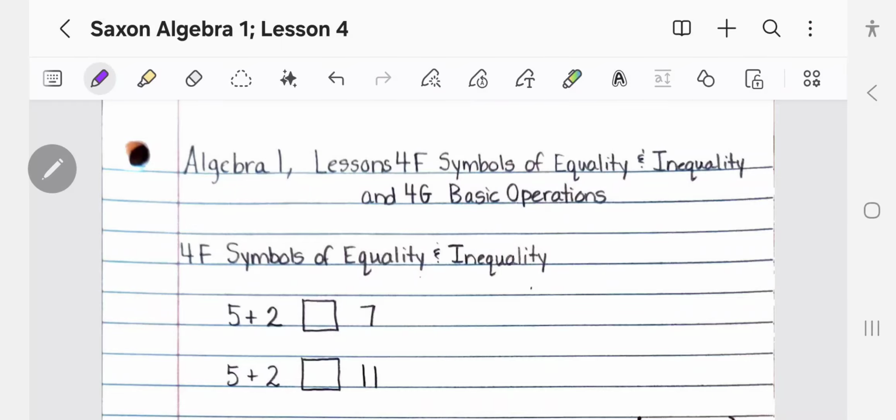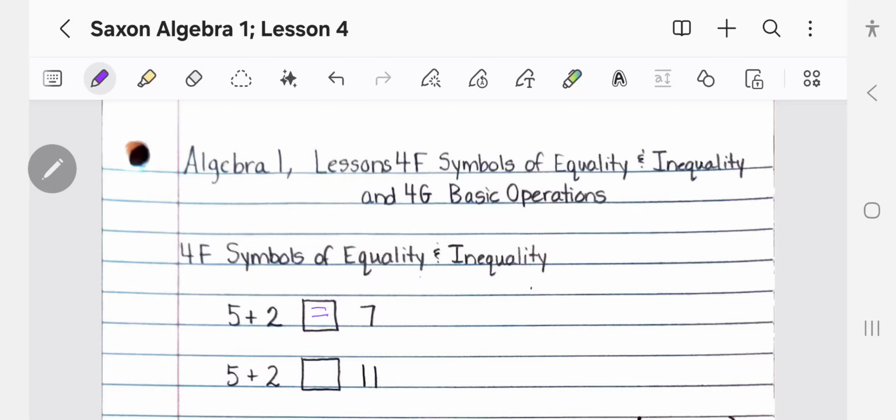This is Algebra 1, Lesson 4, and we're covering 4F and 4G in this video. We're going to talk first about symbols of equality and inequality. If you had this statement, 5 plus 2, and then you had 7, what could you put in between those sides? What could you put in the box that would show the relationship between 5 plus 2 and 7? Well, 5 plus 2 is 7, so they are equal.